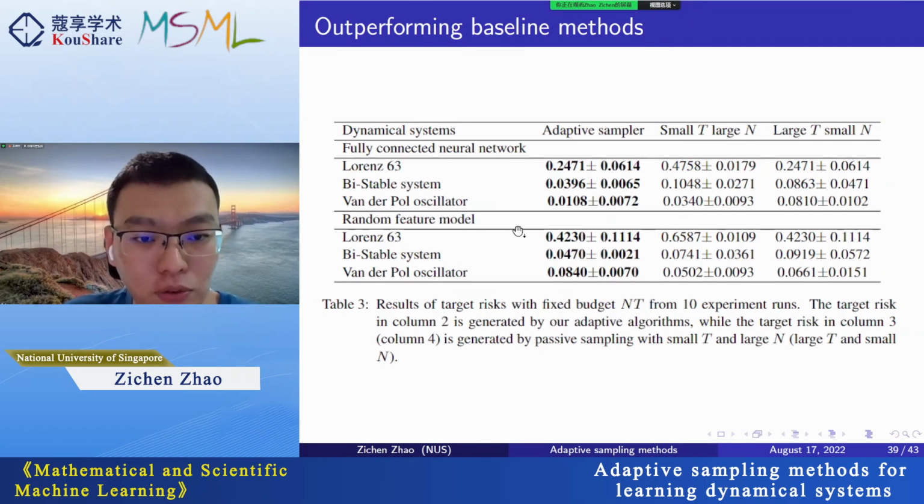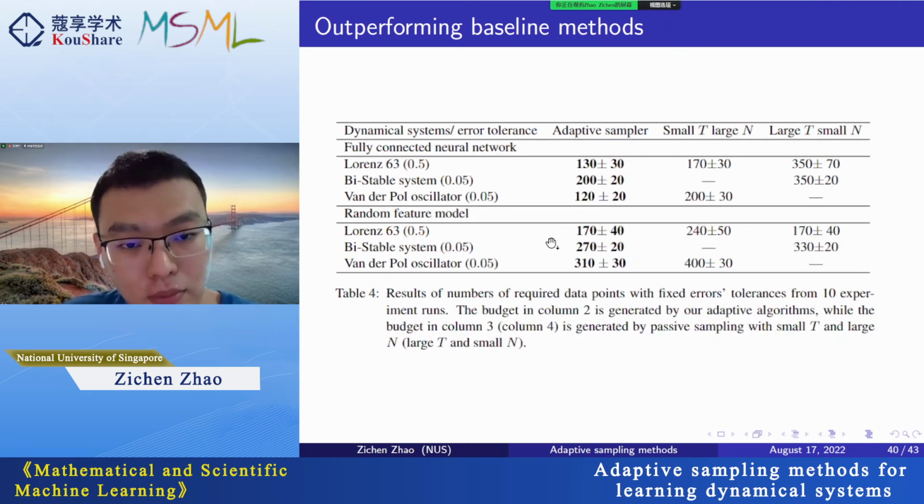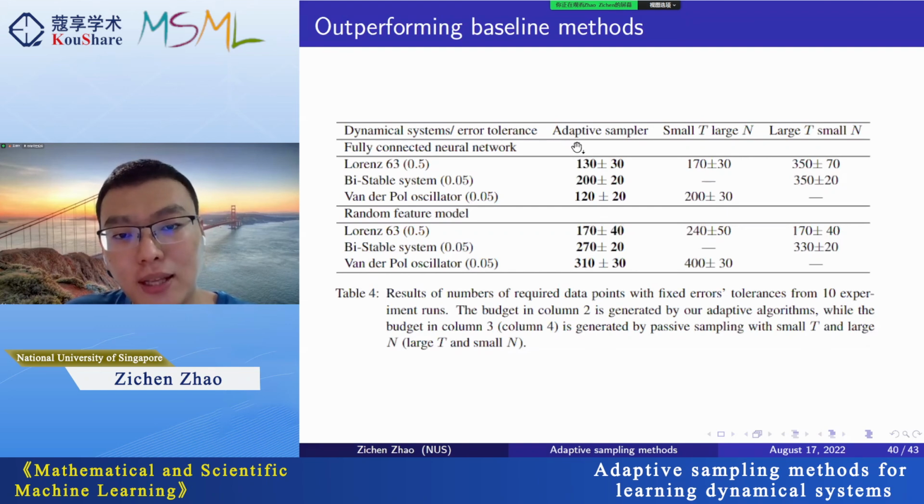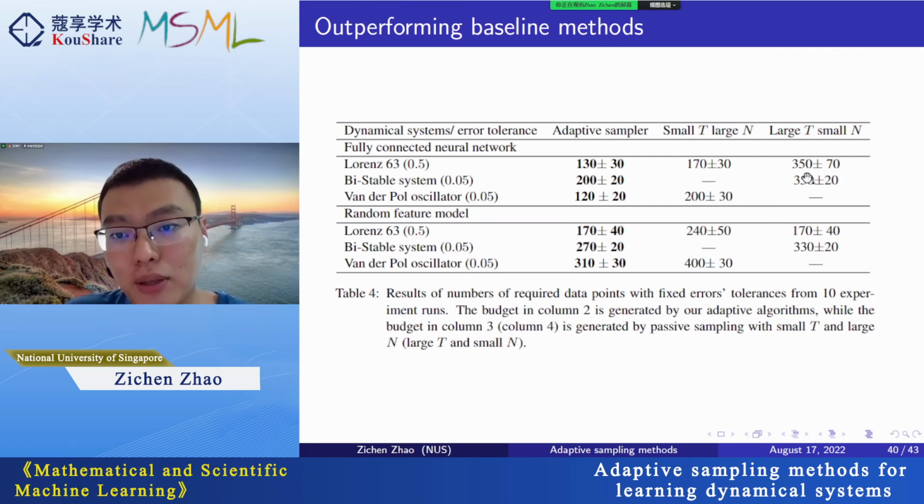And in table 4, we show the result of required data points with fixed error tolerance. Similarly, we also applied 2 learning methods here, and we can see our active samplers require less data compared to the baseline passive sampling method.